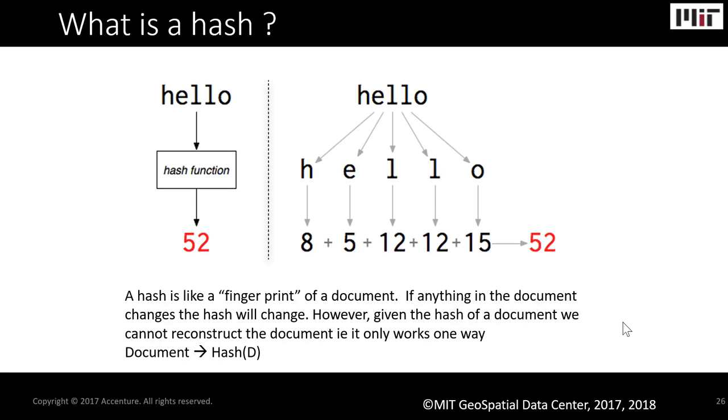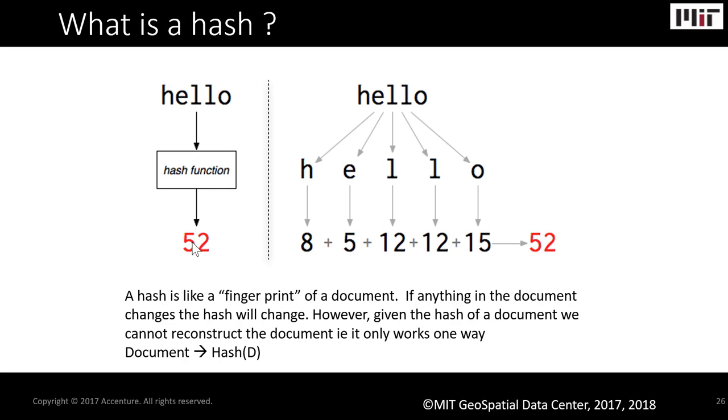So let's take a look at hashes and exactly how they function. Here's a simple example of a hash where we take the text in a document. Here we've got hello, and we assign values to those characters. Here H is 8, E is 5, L is 12, etc. In this case, the hash function is just we sum these values. So we get a hash of 52.